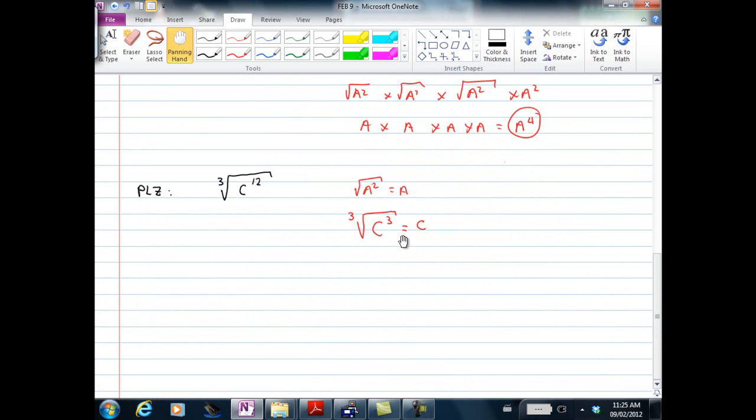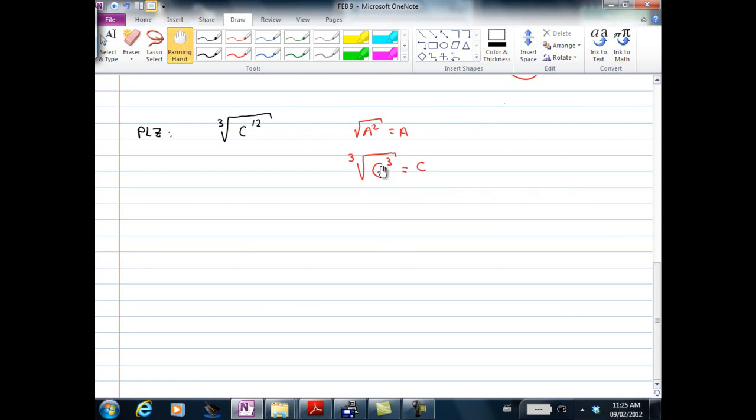The most common guess I heard is C to the power of 4. So let's analyze this. We know the cube root of C cubed is C. That's your basics. Now, I'm going to break C to the power of 12 up into how many C cubes. That breaks up into C cubed times C cubed times C cubed times C cubed. So this becomes C times C times C times C, which is indeed C to the power of 4.